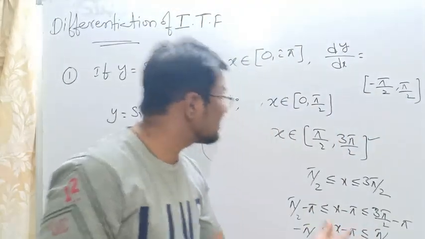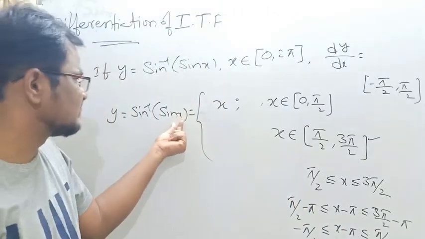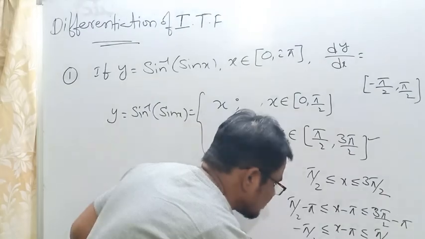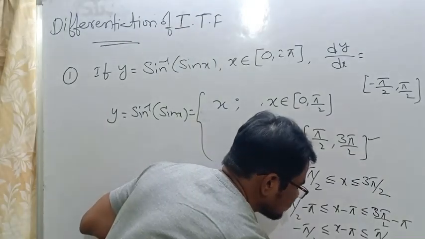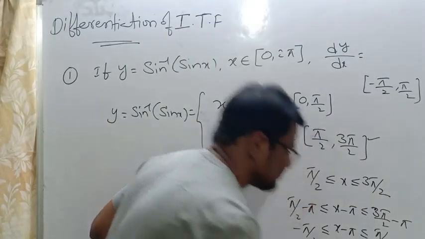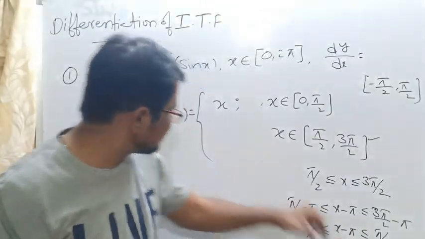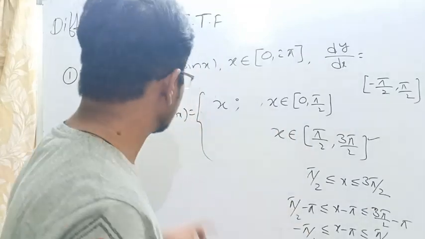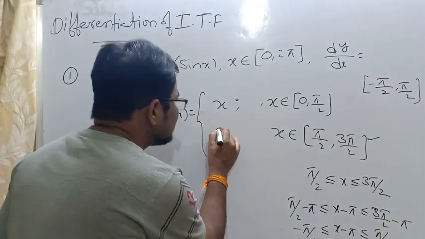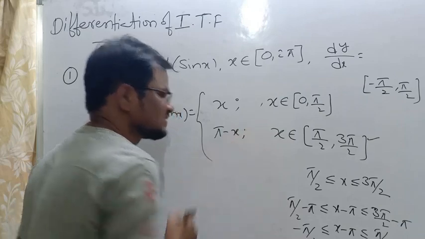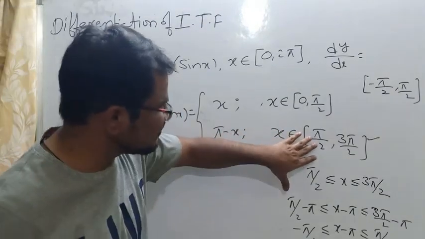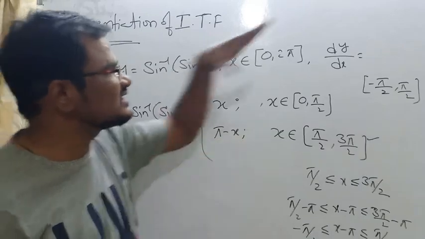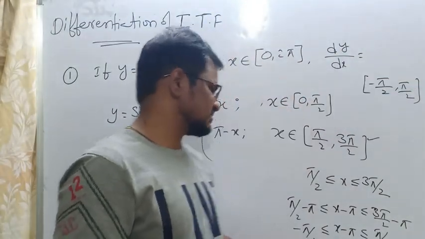But if you replace x by x minus pi, you will get a negative sign, so multiply by minus: minus pi by 2 less than or equal to pi minus x less than or equal to pi by 2, the same thing you will get. Now if you replace x by pi minus x, sin of pi minus x is in the second quadrant, so sin x only you will get. So here we get pi minus x. Whenever x belongs to this interval, pi minus x belongs to the range of sine inverse x.